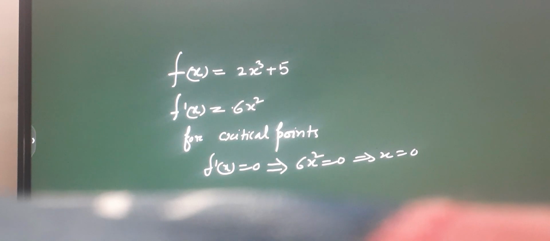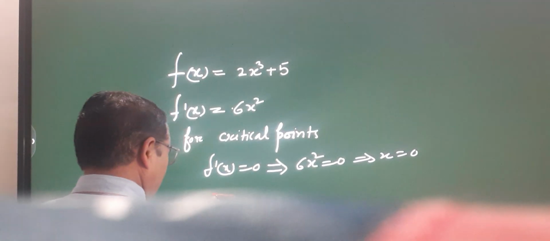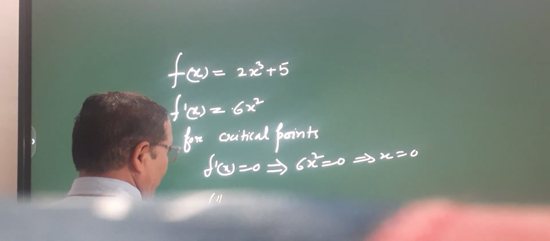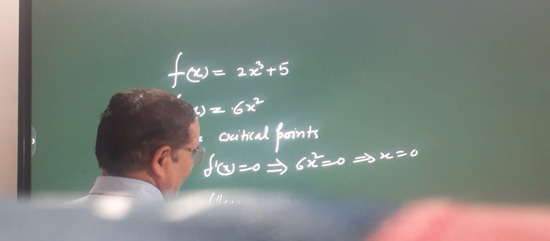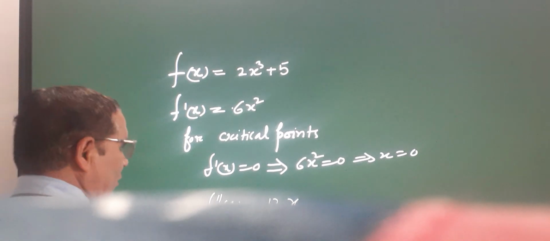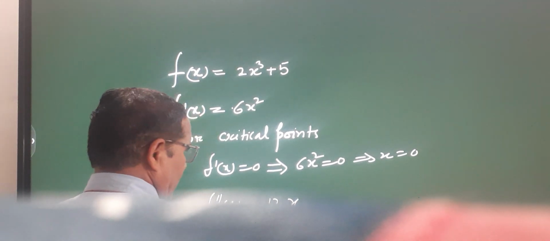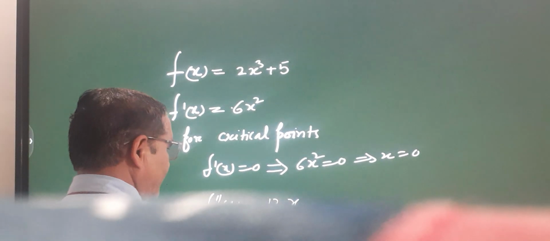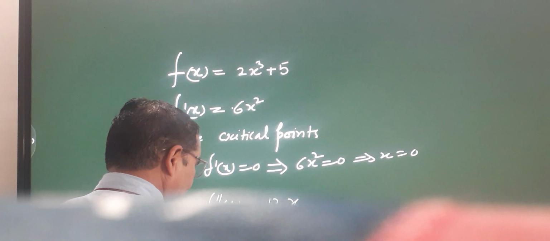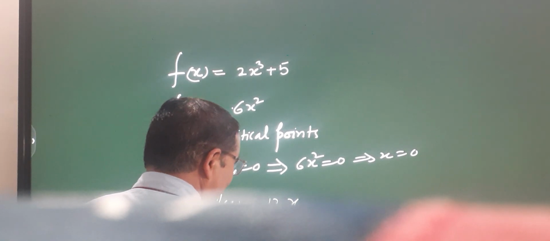At 0 you have to check, and for proving it, what is f''(x)? f''(x) is 12x. Clear? Then I put the value in f''(x) at x equal to 0. That is equal to 0.